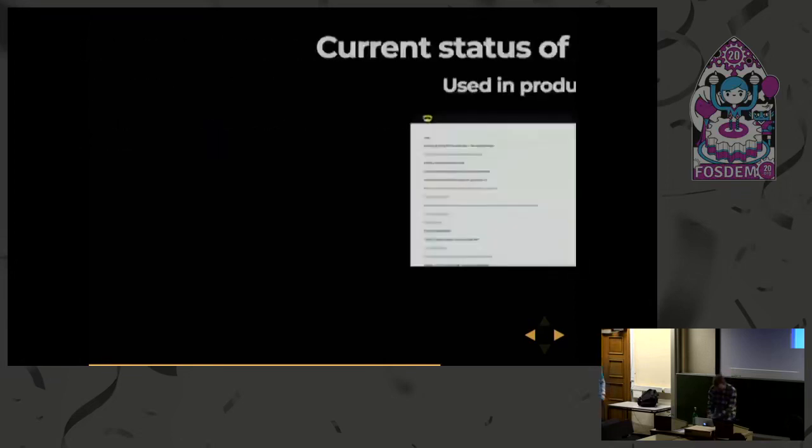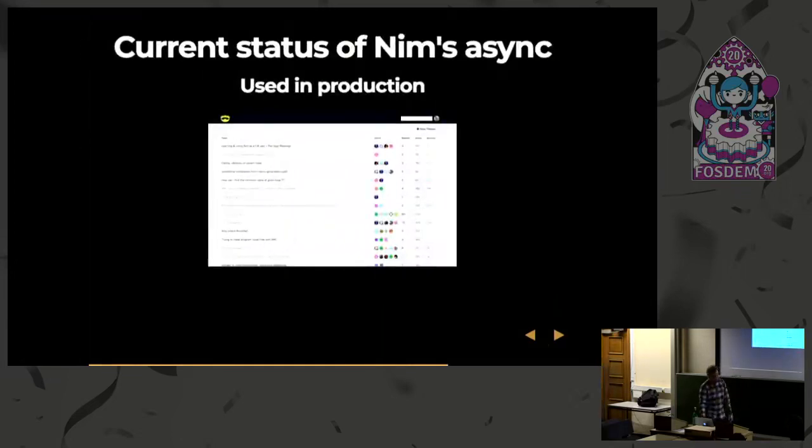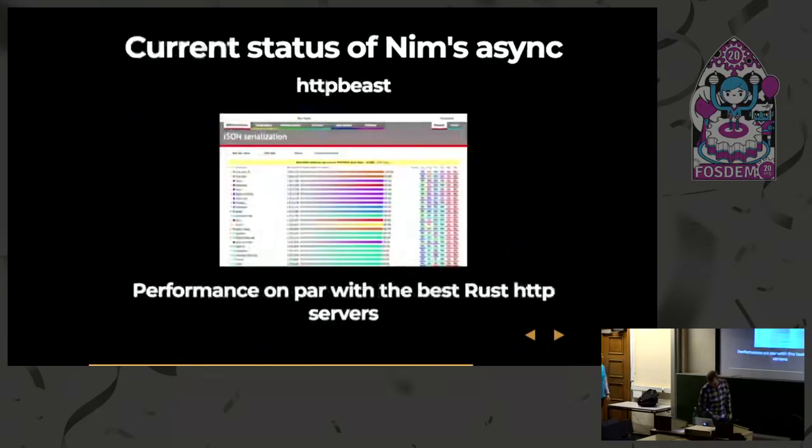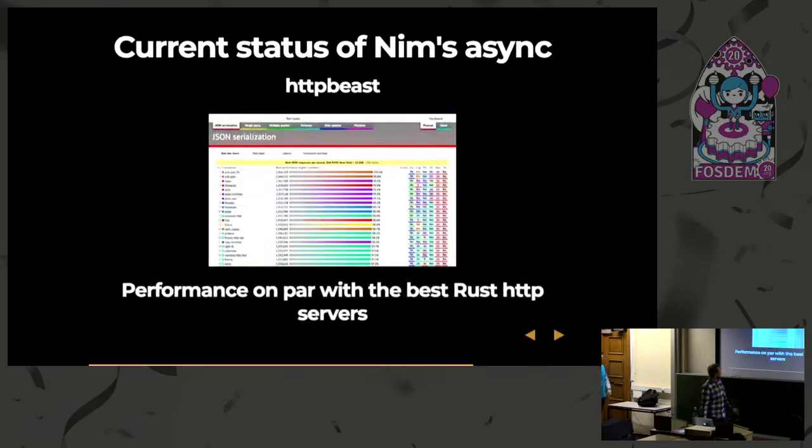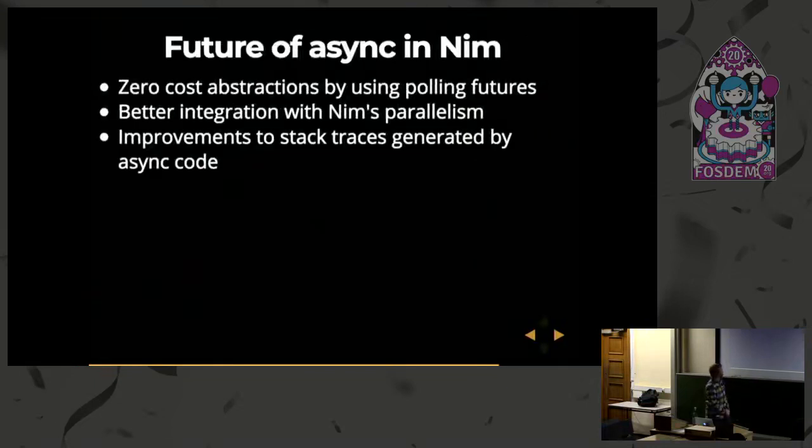Okay. So really quickly, the current status of Nim's async. It's used in production. This is the Nim forum. It runs on it. We also have this HTTP server, which gets quite good numbers on the TechEmpower benchmarks. It's up there with Rust. It's called HTTP Beast if you want to take a look. And the future of async, borrowing some ideas from Rust, maybe using zero-cost abstractions by using polling futures, better integration with Nim's parallelism. We don't have any way to use spawn and await spawn currently, and better stack traces as well.